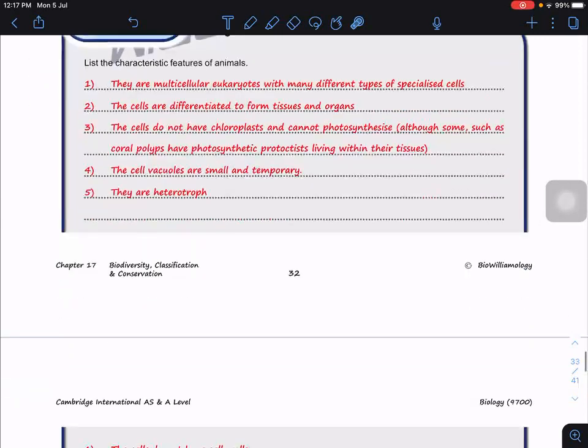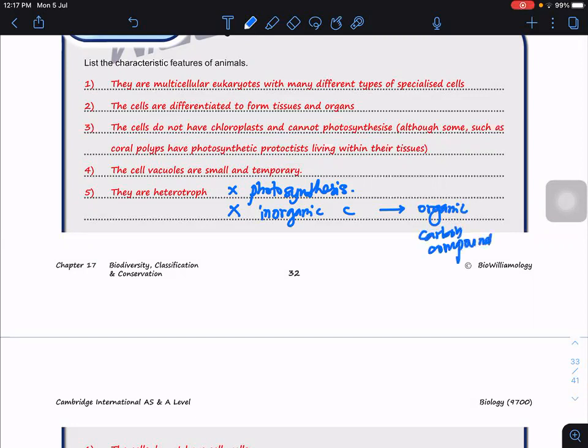Heterotroph means that we can't carry out photosynthesis. Impossible for us to convert inorganic carbon into organic carbon. What do I mean by inorganic carbon? For example, CO2 is inorganic, and converting it to glucose is impossible for us to do, because we do not have chloroplasts, and we don't have chlorophyll as well.